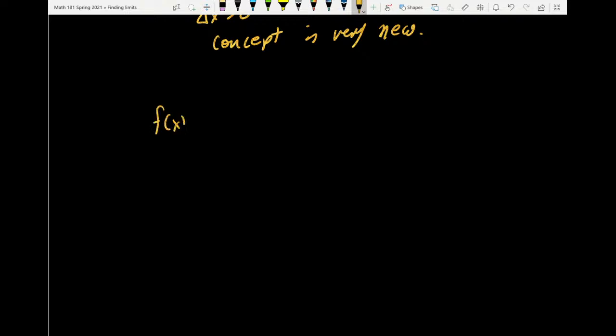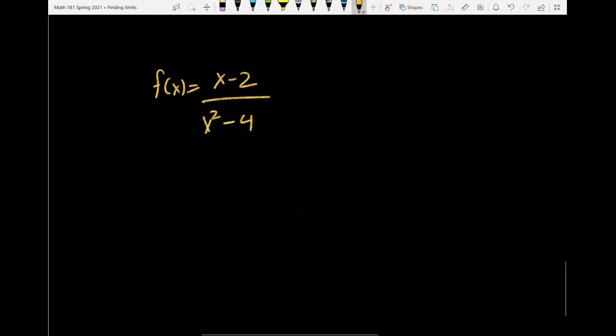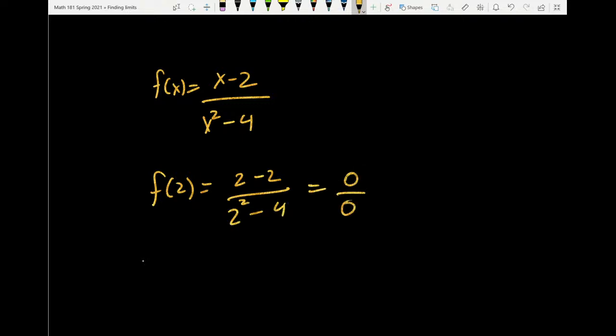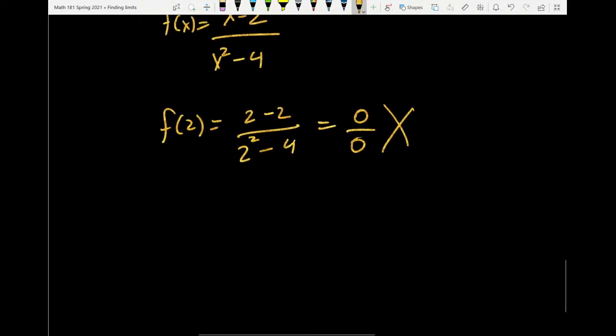Do you guys remember doing this type of problem a long time ago? f(x) = (x - 2)/(x squared - 4). And if I say, what is f of 2? If you plug that in right away, you get (2 - 2)/(2 squared - 4). You get 0 over 0. That's a big no-no. You would be like, what the heck is going on? This makes no sense.